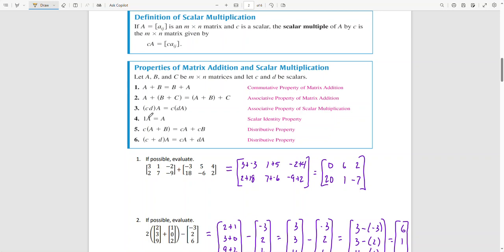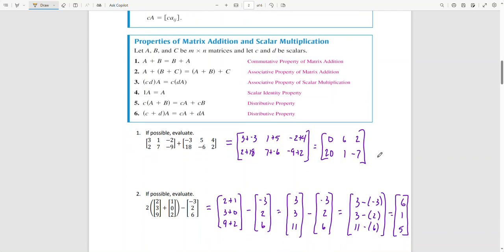Scalar identity is 1. If you multiply everything by 1, you get it back again. And we have the distributive property of scalars over matrices. All right, just a scalar multiplied by matrices. This is not a matrix times a matrix, not yet.